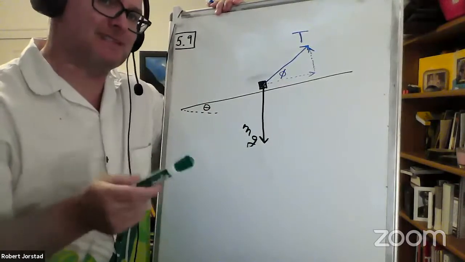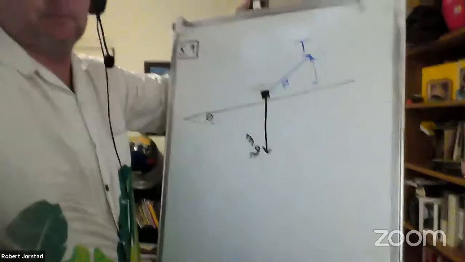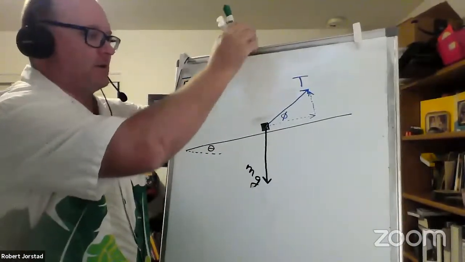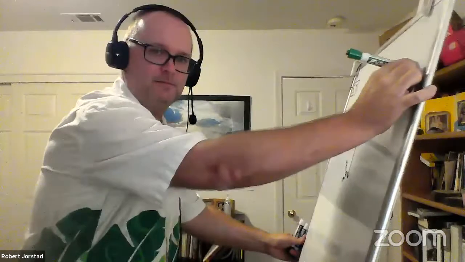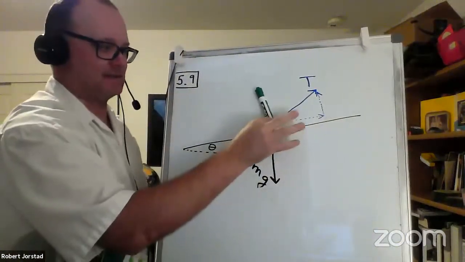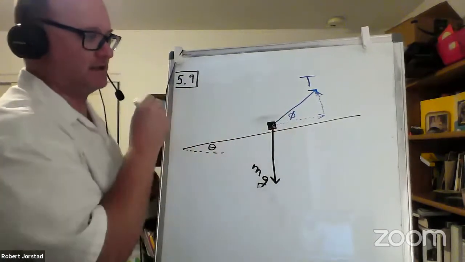Normal means perpendicular. So if you're sitting on a flat surface like this one up here, you're right. This one, the normal force is straight up. But if you're on an angle, the normal force gets angled as well. So then it's actually more like that. Does that make sense? Slightly angled. Yes. Nice job.